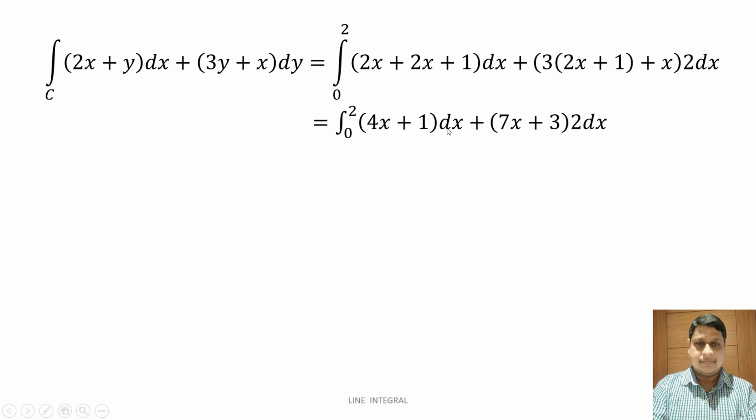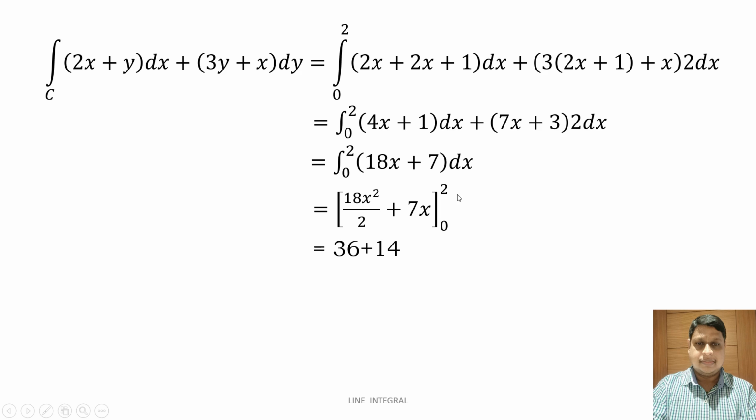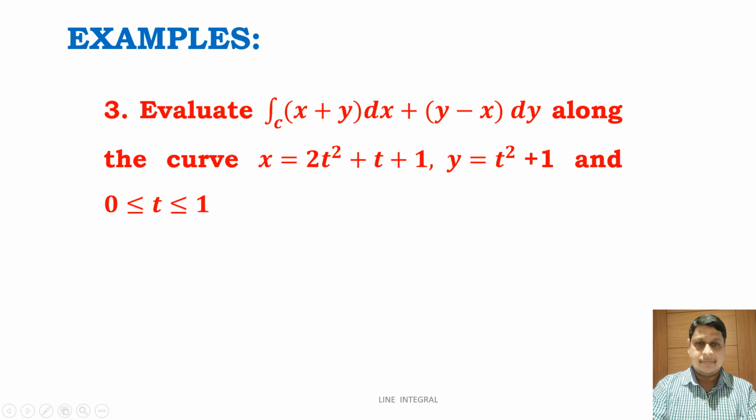Integration 0 to 2: 2x plus 2x is 4x plus 1 into dx. 3 2s are 3 into 2 is 6 plus 1x is 7x, plus 1 into 3 is 3, into 2, into dx. Take the dx common, integration from 0 to 2 of 4x plus 7x into 2 is 14, so 18x, plus 3 into 2 is 6 plus 1 is 7, into dx. Integrate: 18 constant, integration of x is x square by 2, plus integration of 7 is 7x. The limit is 0 to 2, replace x by the upper limit. 2 square is 4, 4 by 2 is 2, into 18 is 36, plus 7 into 2 is 14, the lower limit is 0. 36 plus 14 equals 50 is the answer.